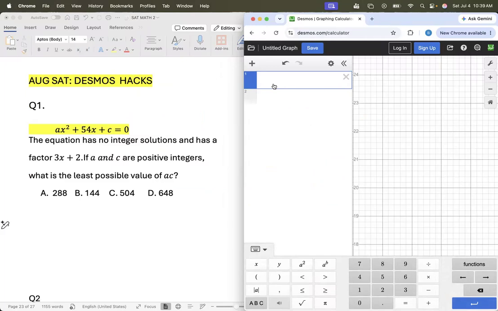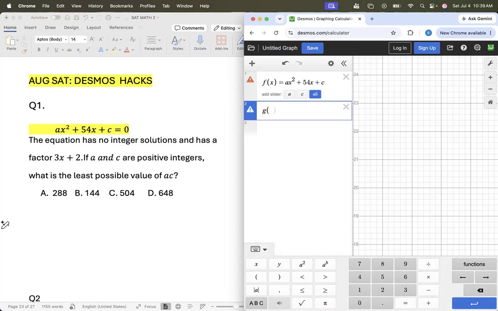So for Desmos, we're going to input the expression that will be given. f of x is equal to ax squared plus 54x plus c. But we know that we have a factor, so we're going to pick g of x equal to that factor, 3x plus 2. And then your new factor, whatever variable you want to pick, matches the other factor. Remember, m can be n, n can be m. You can flip the orientation. It does not matter.